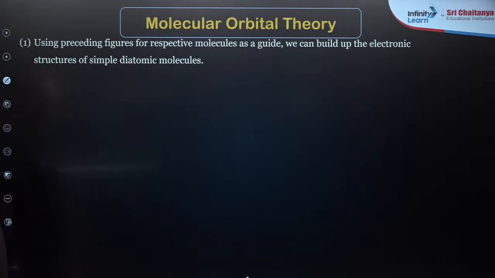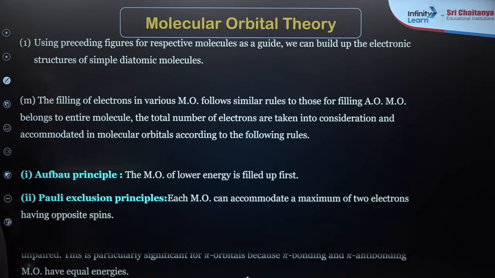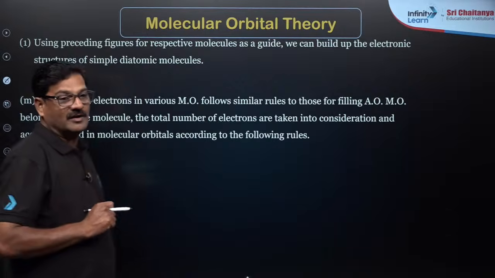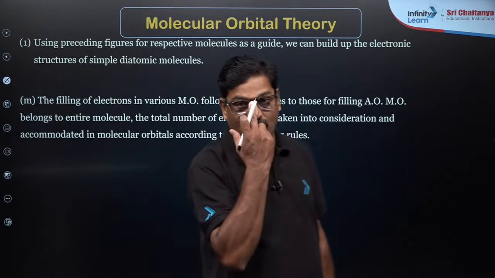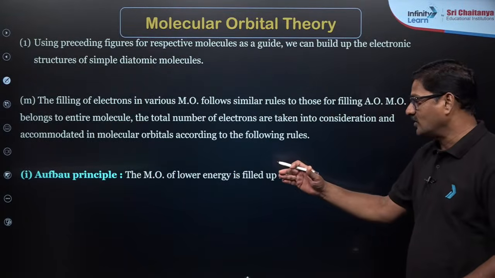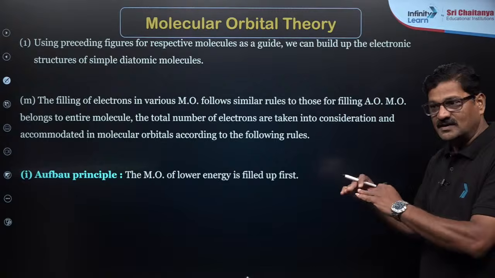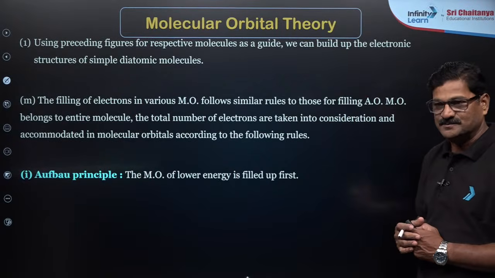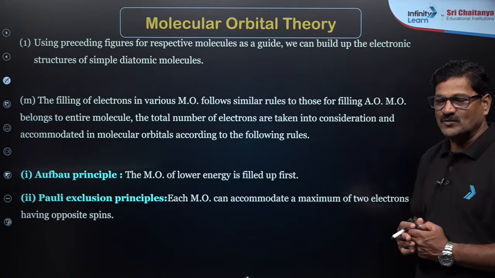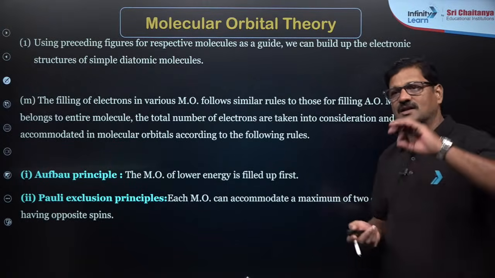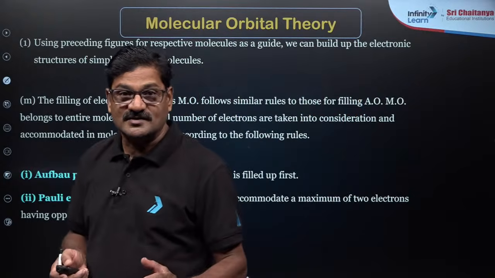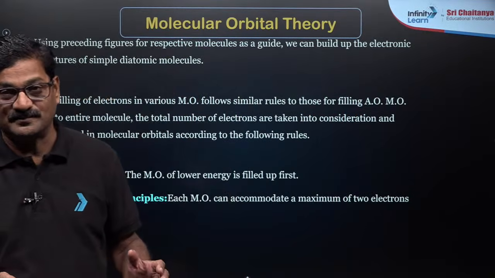Now let's do some questions. Whenever electrons are filled in the molecular orbitals, you have to follow the Aufbau rule. The molecular orbitals of low energy are filled first, then higher energy are filled next. Then Pauli's exclusion principle: no two electrons in an atom can have the same set of 4 quantum numbers.